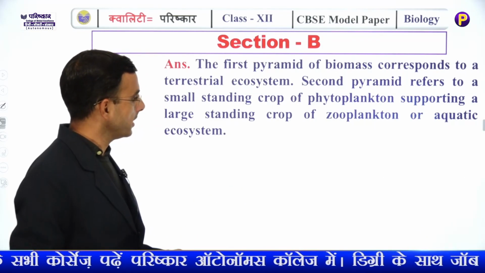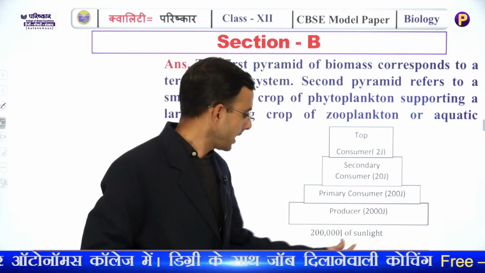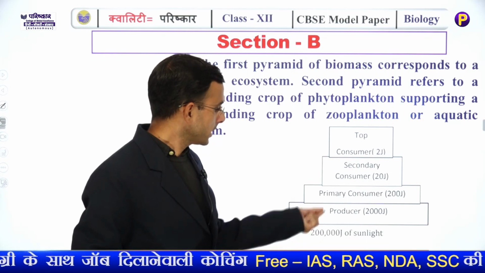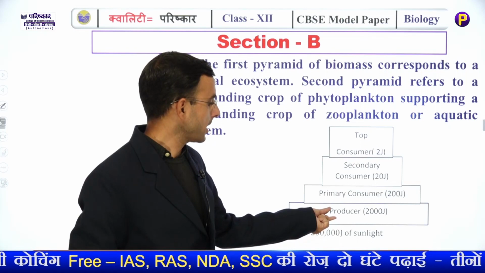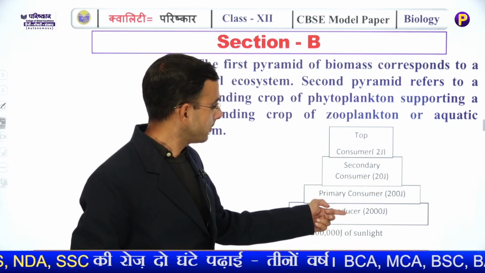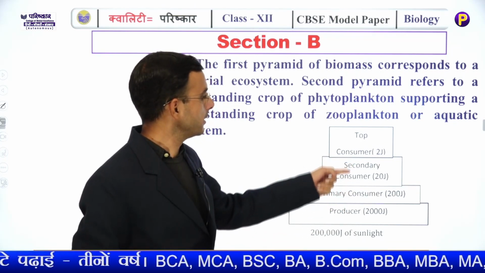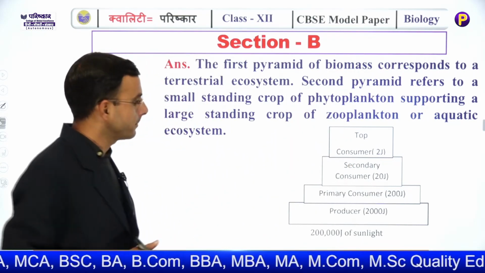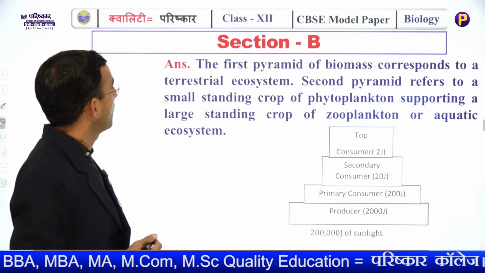So arrange this according to the sunlight energy available. Out of this, 10% is converted into energy or biomass in the primary producers. Out of these producers, 10% is transmitted to primary consumers, 10% to the secondary consumers, and 10% to the top consumers. That is the way you have to solve it, and that is the way you have to write the answer.